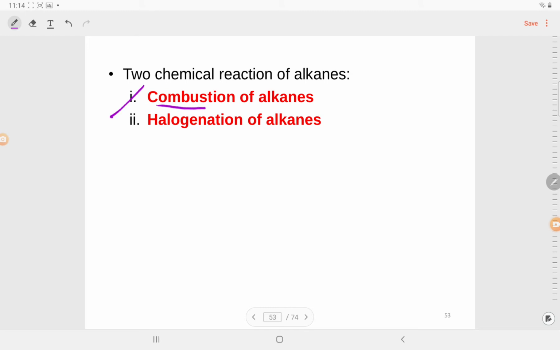The first part is combustion, and we have two conditions. The second part is the halogenation reaction according to the presence of UV. So, only in the presence of UV can an alkane undergo the reaction.